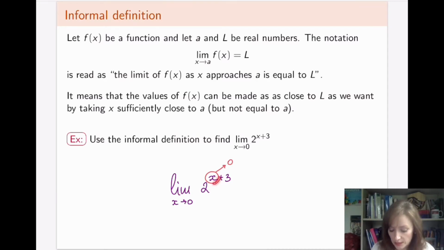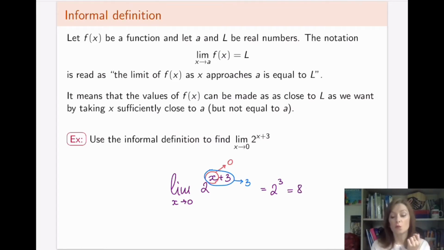Now, if x is really, really close to 0, so I'm taking a very small positive or negative number, then what does x plus 3 approach? So this whole thing. If I'm adding a very small number to 3, then the sum will be very close to 3. Okay? And then what I have overall is 2 to the power that is really, really close to 3. So overall, I'm going to have 2 to the power 3 in the limit, which is, of course, 8.